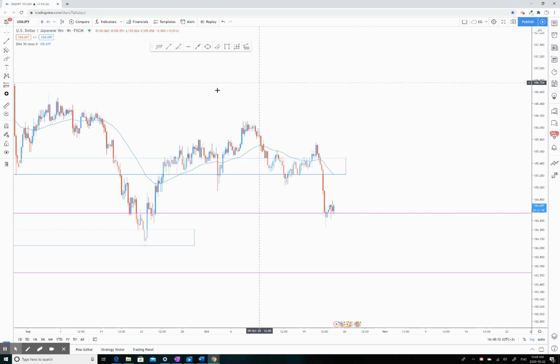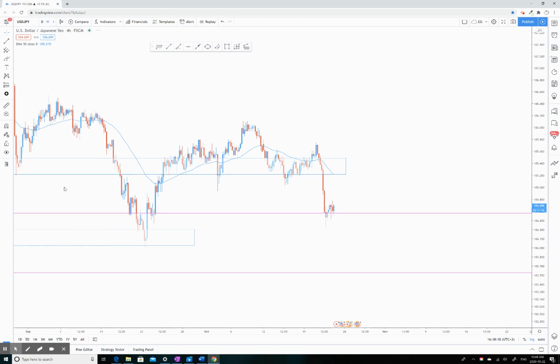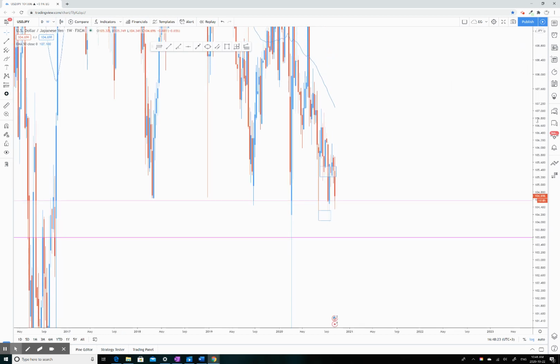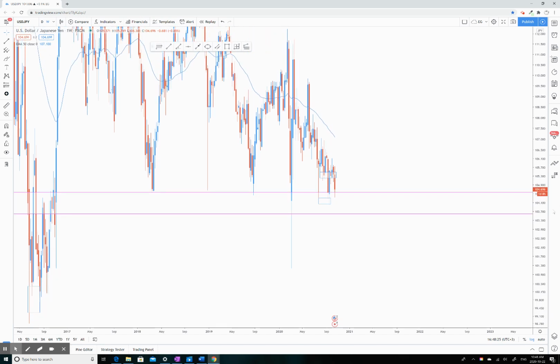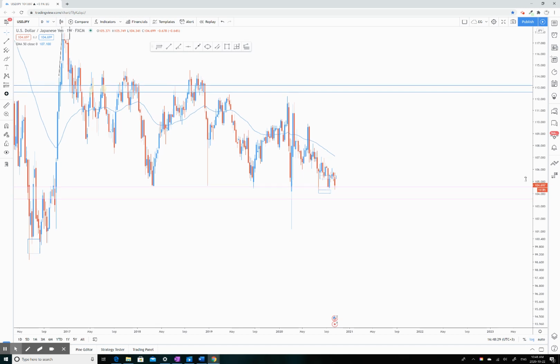So getting right into it, I'm going to zoom out to the larger time frames, which is what you guys know I like to do when analyzing any pair. Now, I do trade the US dollar yen zone to zone. I trade every pair zone to zone. You guys probably know that.